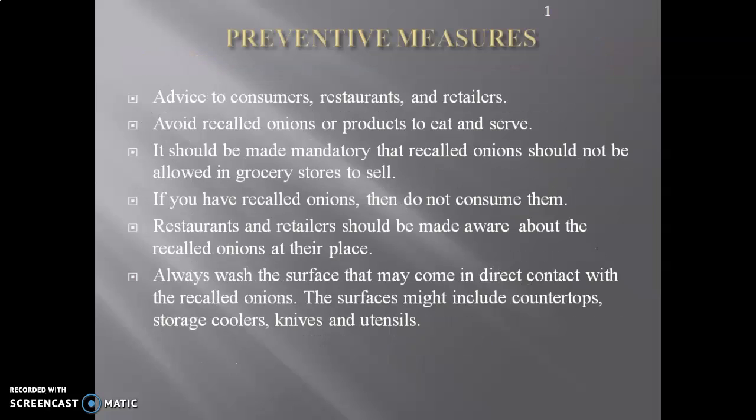onions. What are the preventive measures for consumers, restaurants, and retailers? Avoid eating and serving recalled onions or products. Don't eat recalled onions if you have them at home. Restaurants and retailers should be aware of recalled onions in their storage coolers. Do not sell or serve them.